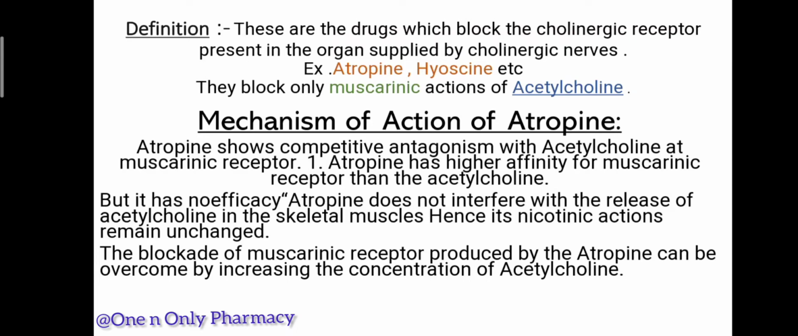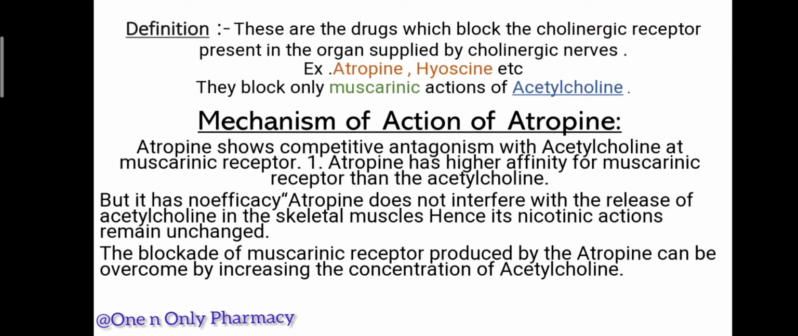Atropine shows competitive antagonism with acetylcholine at the muscarinic receptor. Atropine has a higher affinity for the muscarinic receptor than acetylcholine, so it blocks acetylcholine. That means acetylcholine and atropine act on the same receptor and are antagonistic to each other, but atropine, though it has higher affinity, has no efficacy.